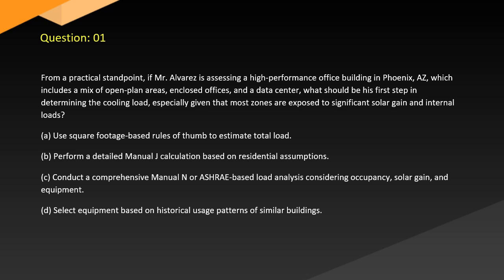A. Use square footage-based rules of thumb to estimate total load. B. Perform a detailed Manual J calculation based on residential assumptions. C. Conduct a comprehensive Manual N or ASHRAE-based load analysis considering occupancy, solar gain, and equipment. D. Select equipment based on historical usage patterns of similar buildings.